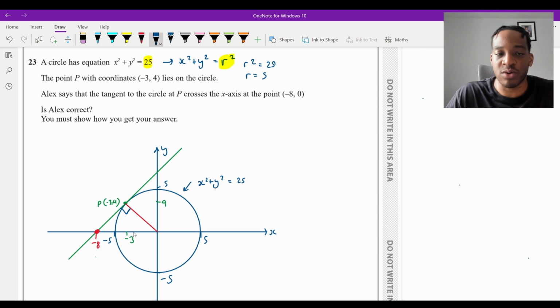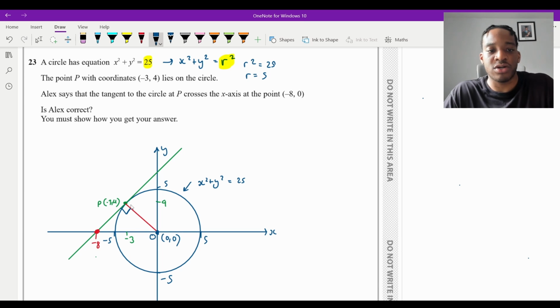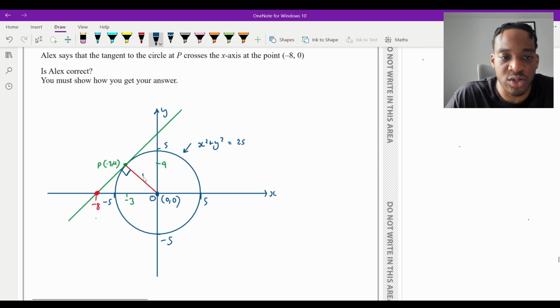And what you can always do with this type of question is work out the gradient of the radius. How can we do that? Well, we've got one point on the radius, which is P, (-3, 4). But as well as that, we've also got this point because it passes through the origin, (0, 0). So I'm going to call this O, and I'm going to call this radius R.